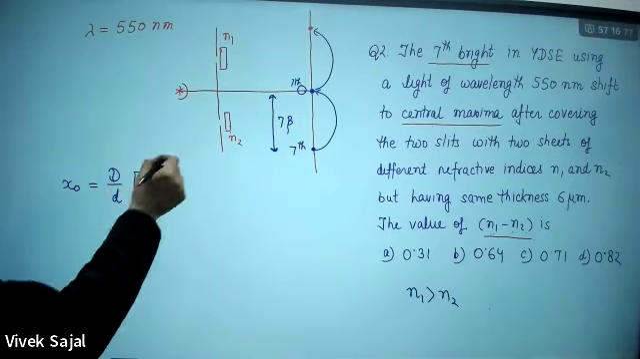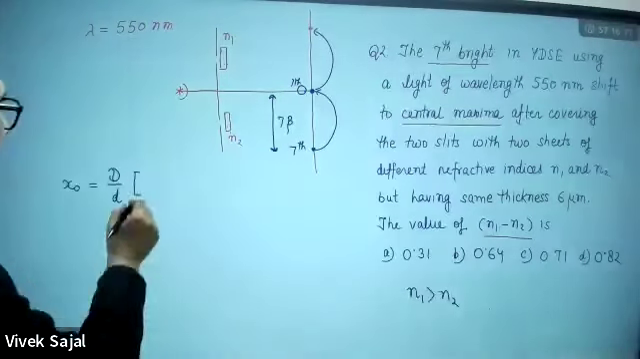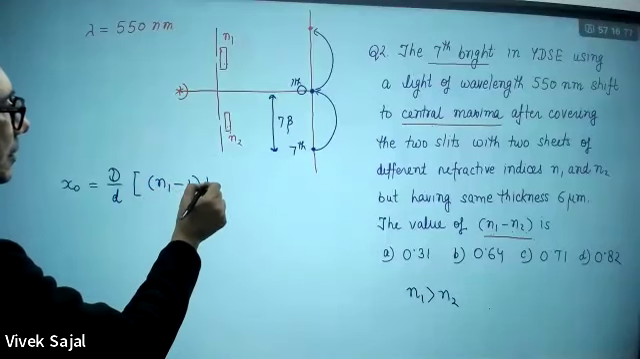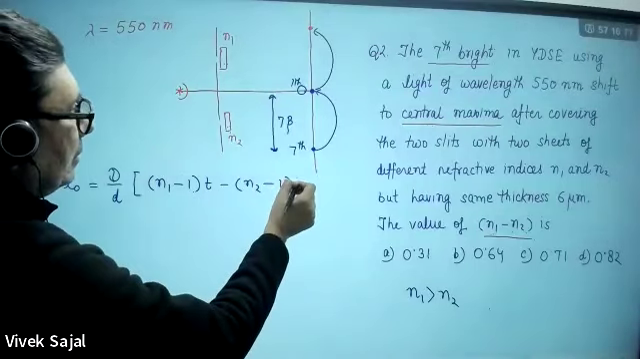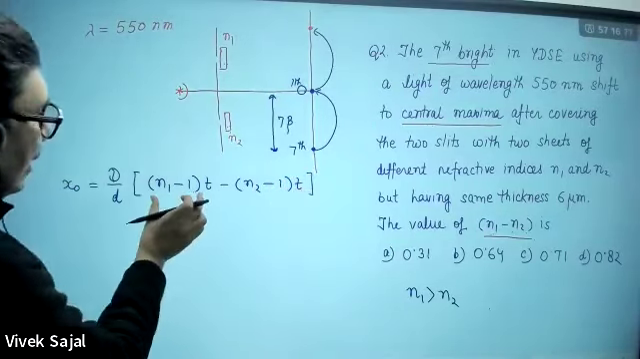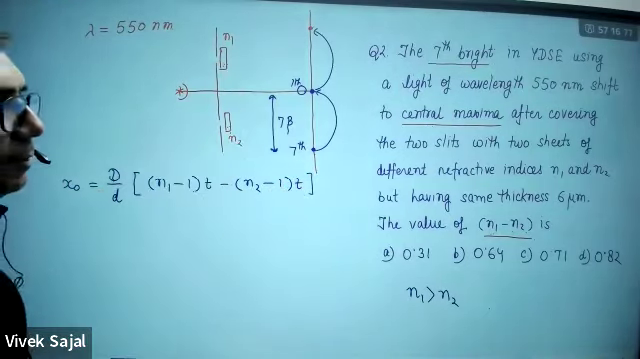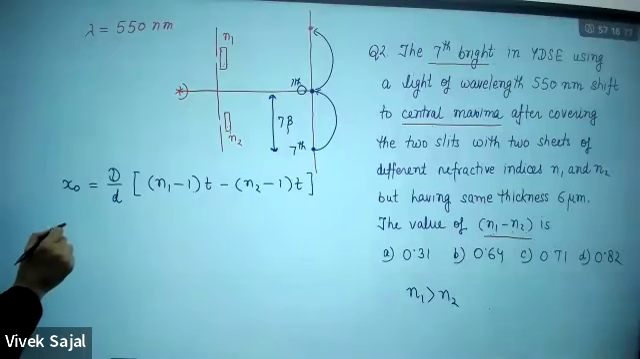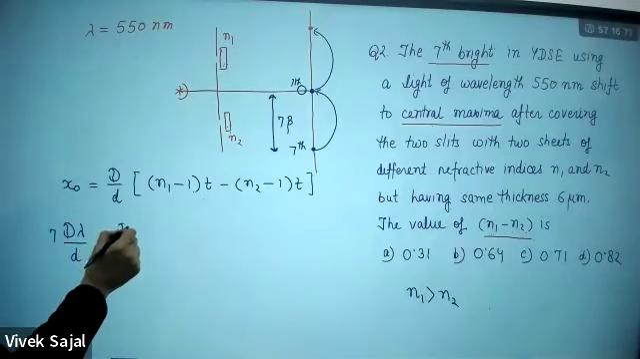And what will be the formula when in front of both the slits you have introduced a plate? That will be (n1 minus 1) times the thickness, suppose t, minus (n2 minus 1) times t. This is the extra path that is introduced by the first plate, and this is the extra path that is introduced by the second plate. Now this is 7 beta, so I can write here 7 beta. What will be beta? Beta will be D lambda upon small d. And this will be D by d.